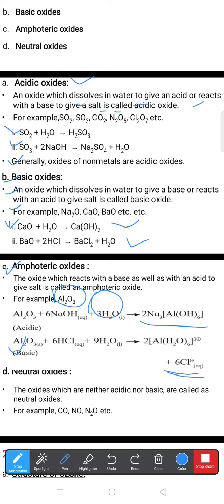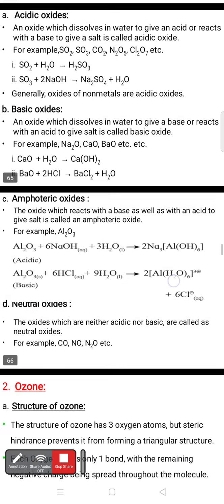So with which compound it is going to react decides whether its nature is acidic oxide or basic oxide. Then the next type is neutral oxide. Neutral oxides are neither acidic nor basic. That's why they are called neutral oxides. Examples: carbon monoxide, nitric oxide, nitrous oxide, etc. These are the best examples of neutral oxides.